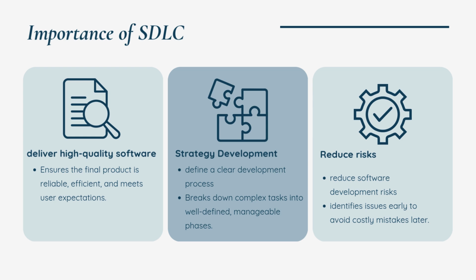So, why is SDLC important in software development? It is important because it delivers high quality software that ensures the final product is reliable, efficient, and meets user expectations. And the second point is it helps in better strategy development. It defines a clear development process and breaks down complex tasks into well defined, manageable phases. It also reduces software development risk, identifying issues early to avoid costly mistakes later.